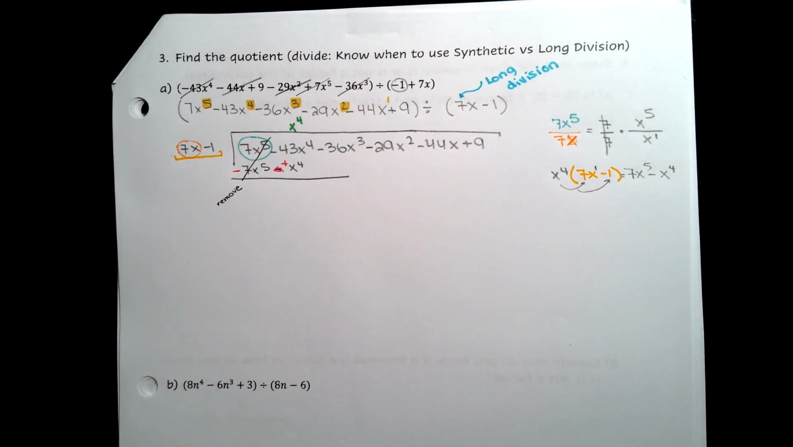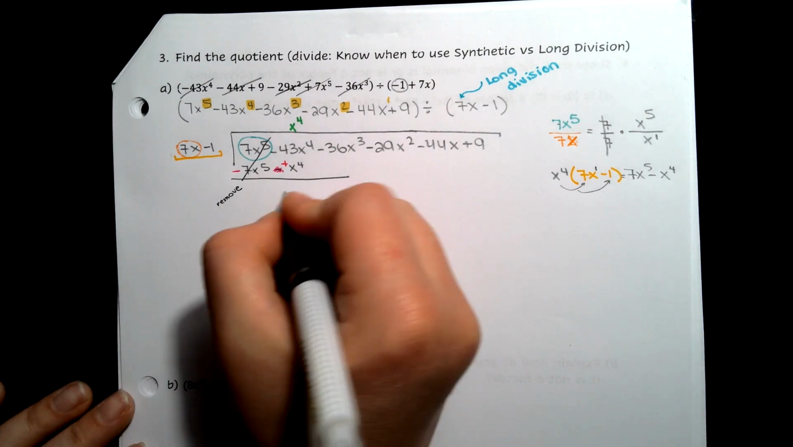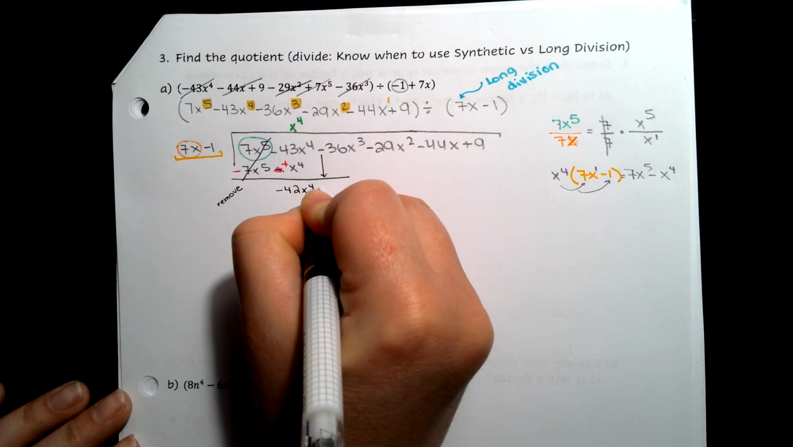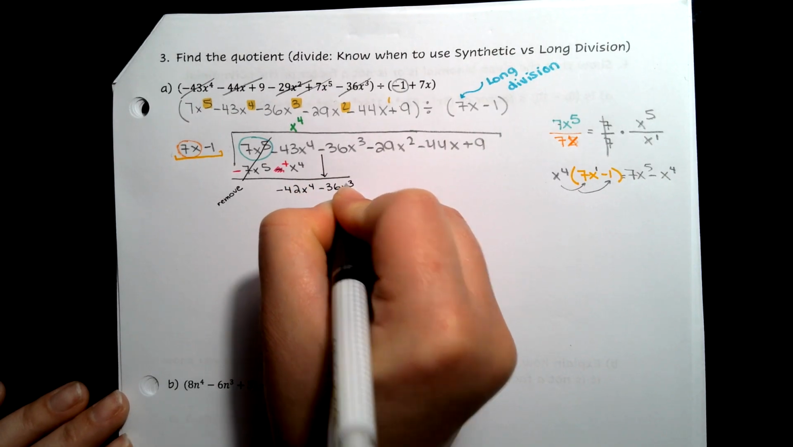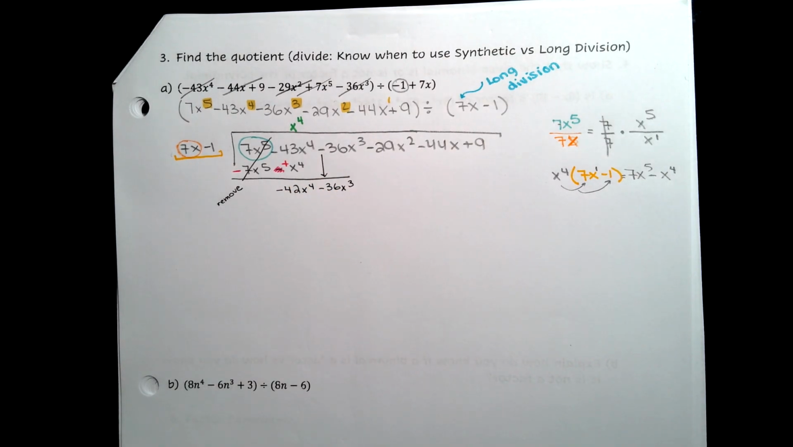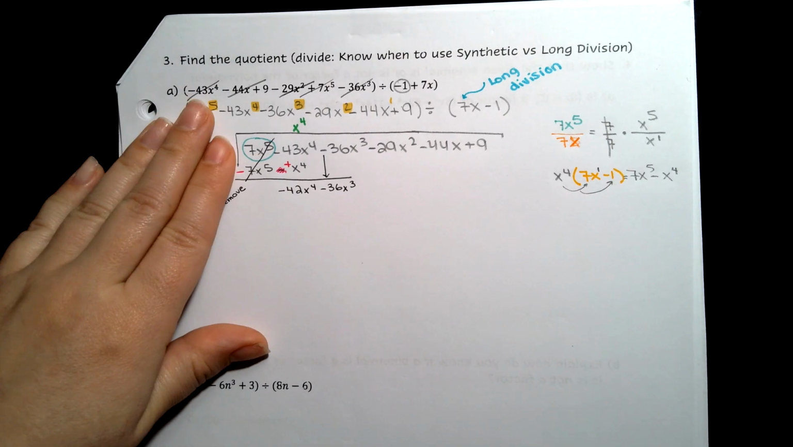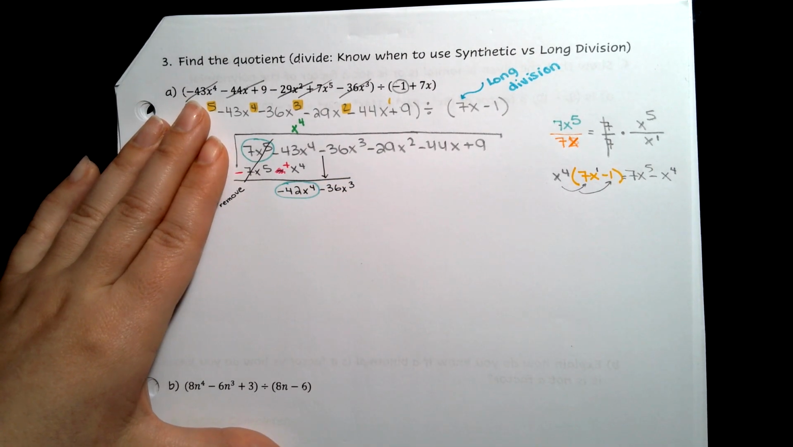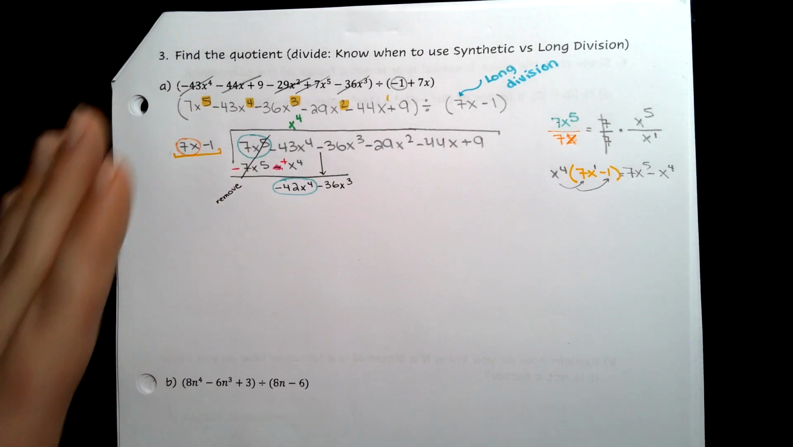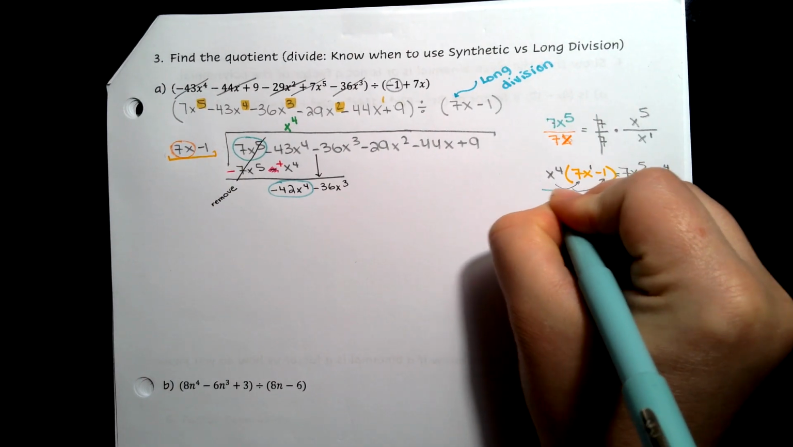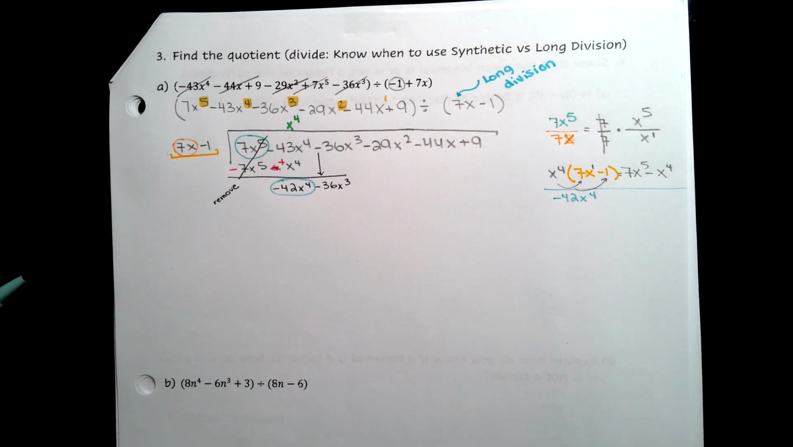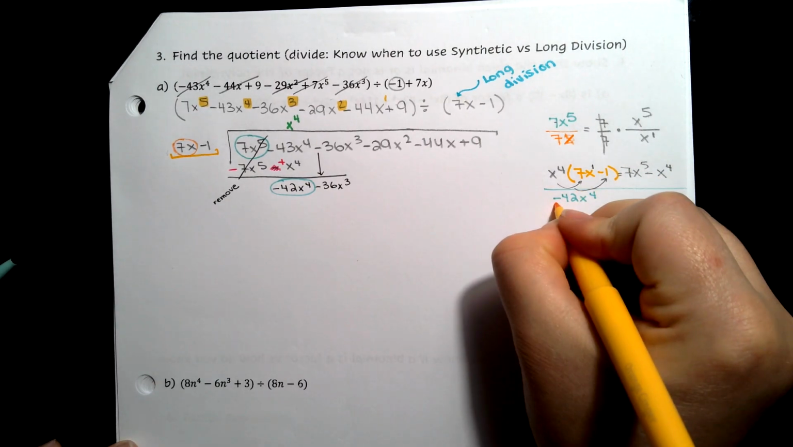Now here we're just adding negative 43 plus 1. I get a negative 42x to the 4th power. We're going to bring down the negative 36x cubed, and we're going to continue the step. But now instead of using this blue 7x to the 5th power, I'm going to be using my new leading term, which is negative 42x to the 4th power. Still using my divisor of 7x.